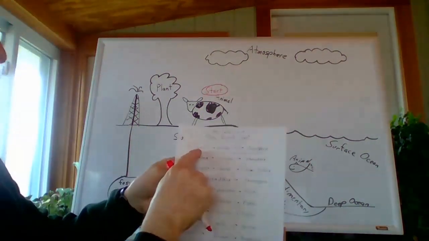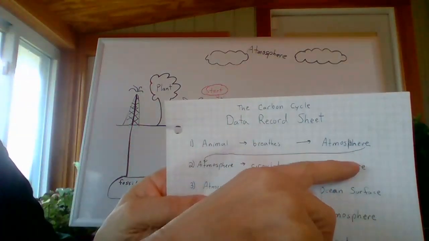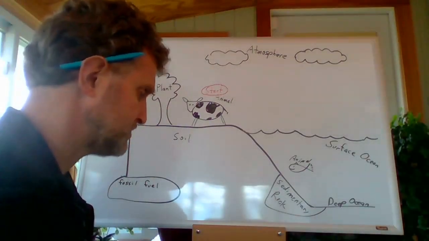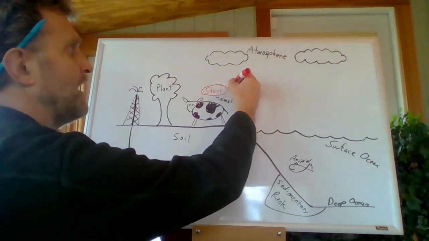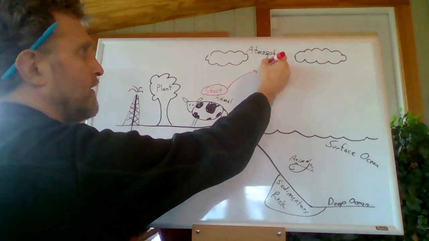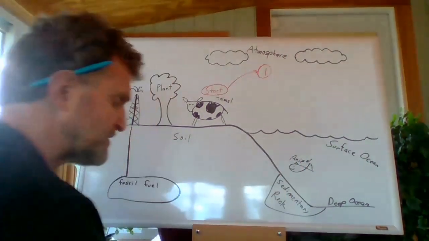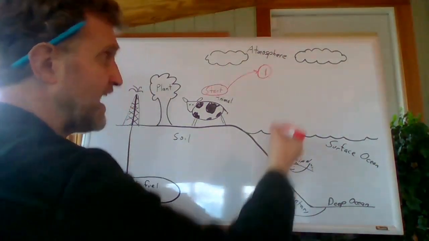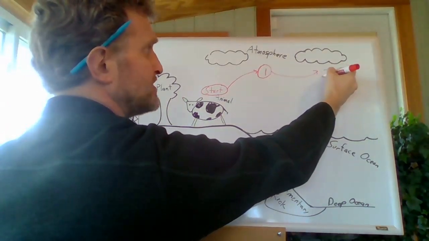From the animal, I went to atmosphere. So from here, I was breathed out and I went into the atmosphere. That was the first leg of my journey. From atmosphere, I stayed in the atmosphere because once the carbon goes into the atmosphere, sometimes it stays.